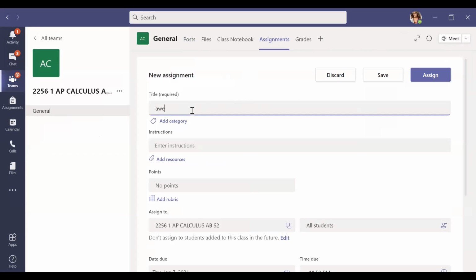All right, so this one is Week 1, Thursday, Calculus AB, Semester 2. And today we're going to continue on with integration, but involving trig functions.